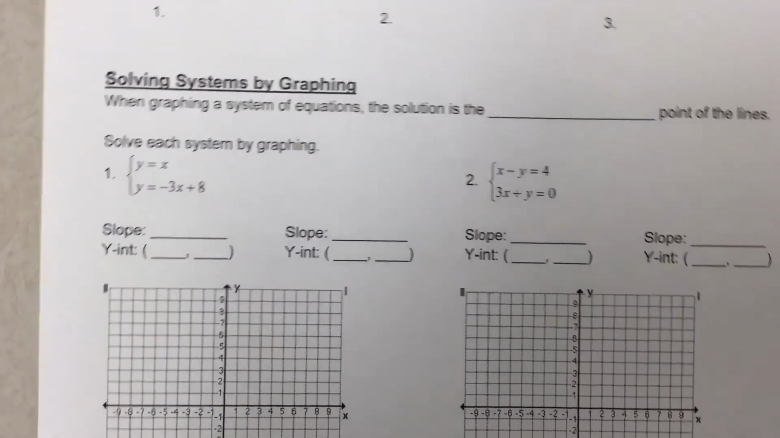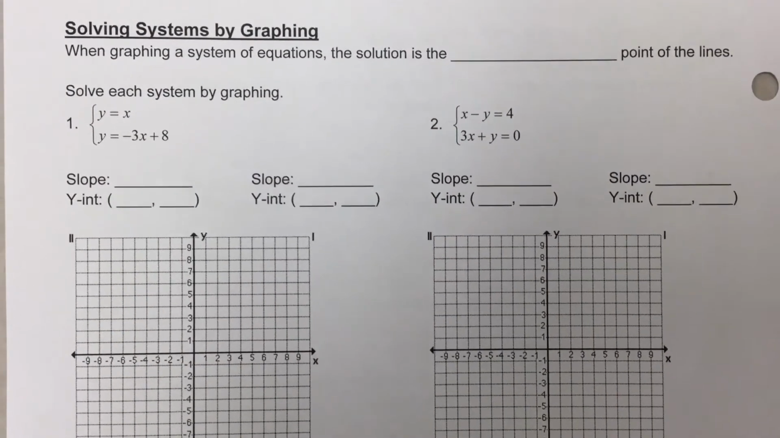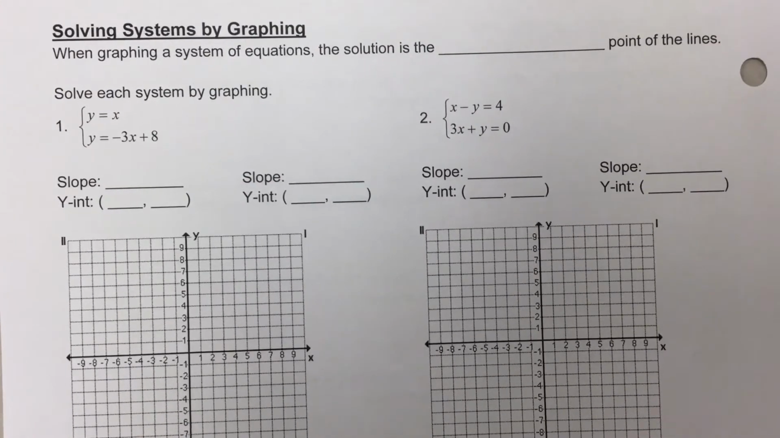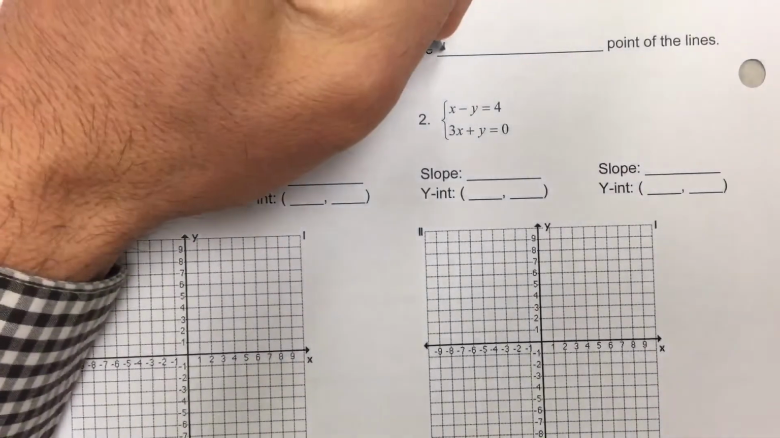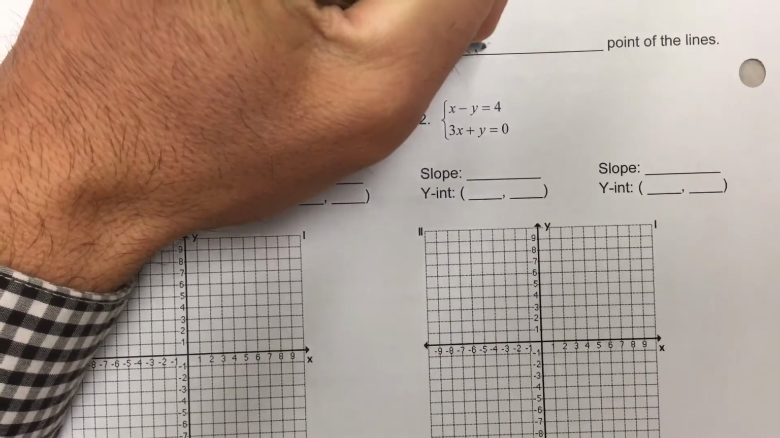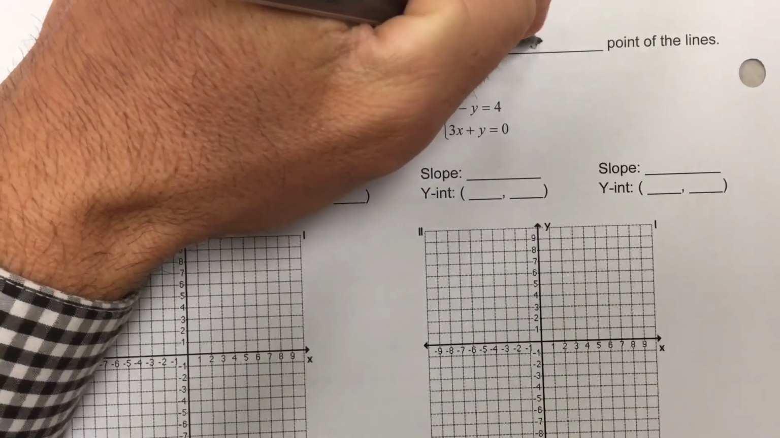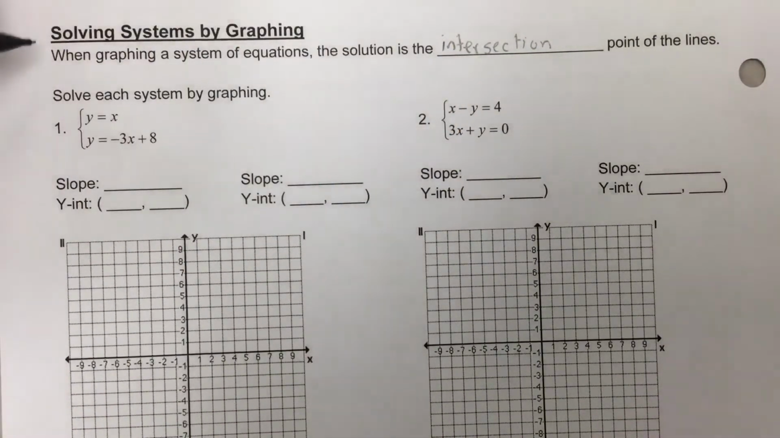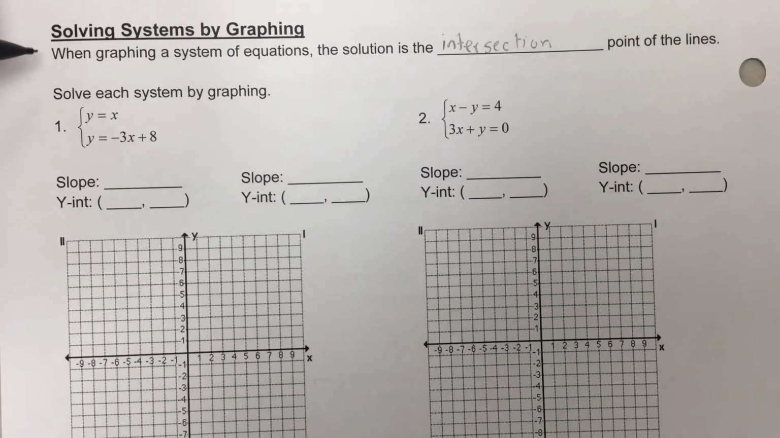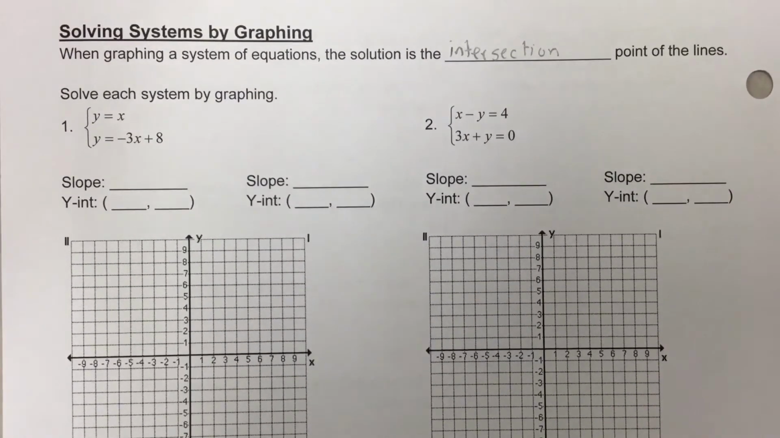So, in order for us to solve graphically, which is what we're going to look at right now, when solving graphically, the solution is the intersection point of the lines. So that's very key. If you look at a graph and you see two lines intersecting, the solution to that system is where the lines are going to intersect.